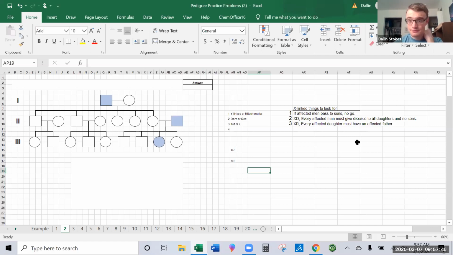Let's check the rules. If affected men pass to sons, it's a no-go. Do I have any affected men giving it to sons? No. So we're good on rule 1. If X dominant, every affected man must give the disease to all of his daughters and none of his sons. That doesn't happen here. So it can't be X dominant. Let's look to see if it's X recessive, because that was one of our options anyway. If it's X recessive, every affected daughter must have an affected father.